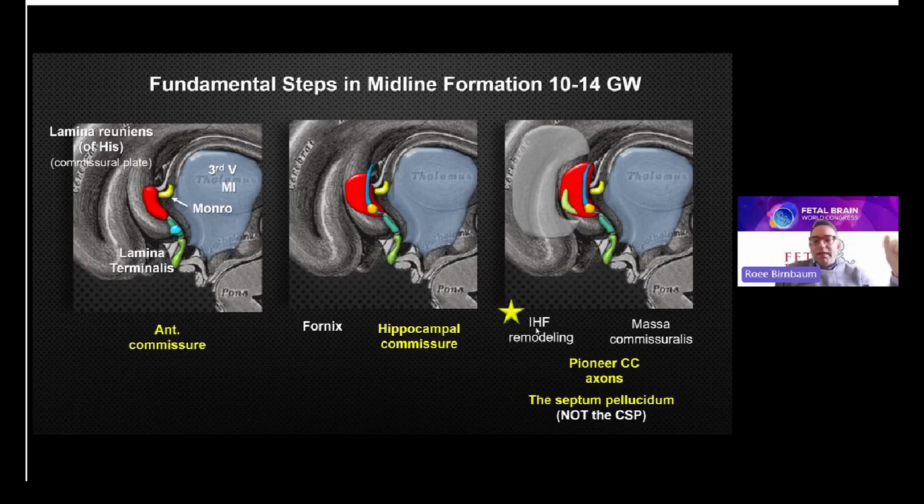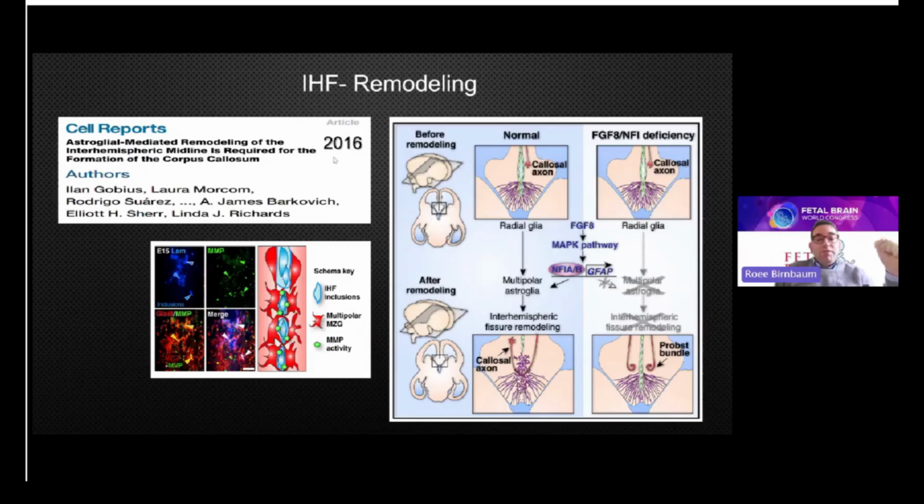Now, I mentioned the interhemispheric remodeling, so let me show you this very important paper by Gobius, led by Linda Richards. Linda Richards has published a lot of important papers which taught us a lot about how the commissural fibers develop. What they showed in 2016, both in animal models and in post-mortem human fetal imaging, is that in order for callosal axons to cross here, and this is an axial view of, I think, a mouse brain, you can see the callosal axons start to navigate along the interhemispheric fissure on both sides towards this lamina reuniens, towards the place where they can join.